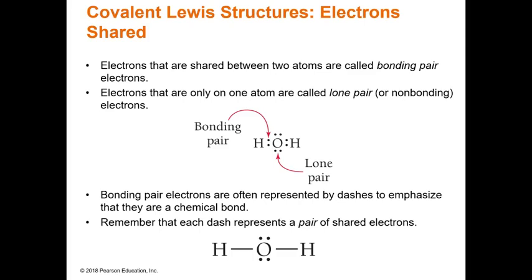The electrons shared between atoms are called bonding pairs. Those that belong only to one atom are called lone pairs or non-bonding electrons. To simplify drawings, we often represent bonding pairs as dashes. 1 dash equals 2 shared electrons, a single bond.